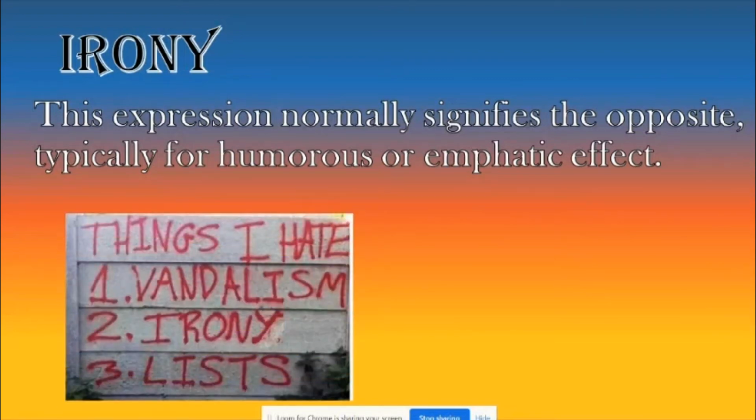So, example of irony is, things I hate. Number 1, vandalism. Number 2, irony. And number 3, list. This example is an irony because he listed things that he himself literally did. So he said that he hates vandalism and yet he vandalized the wall. He hates irony yet he did irony. And he hates lists but he did a list. So that's a situational irony, or if it's said out loud, it's a verbal irony.